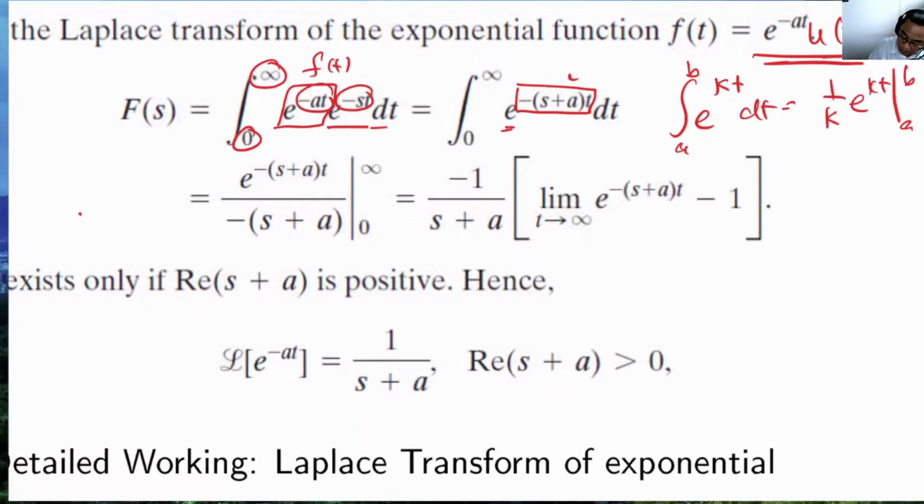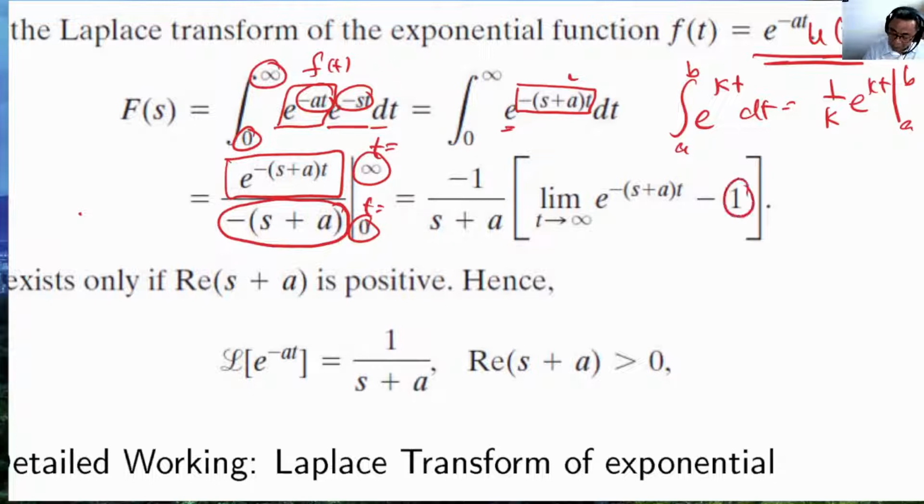So if you plug in this formula, minus (s plus a) drops out here, and on top is the original function itself. This is the limit of integration. Now we plug in the limit of integration. We have an infinity here and we have a 0 here. We are putting this value as t equals 0 and infinity. So t equals 0 gives 1 and t equals infinity is here.